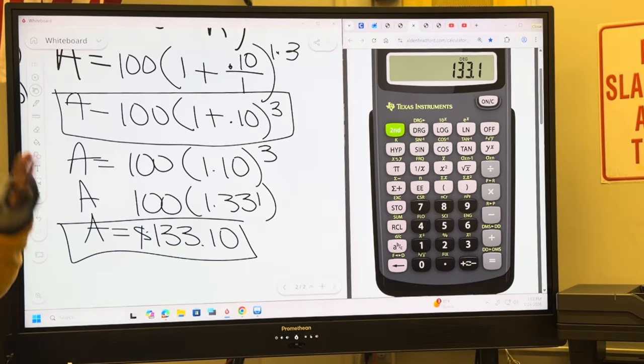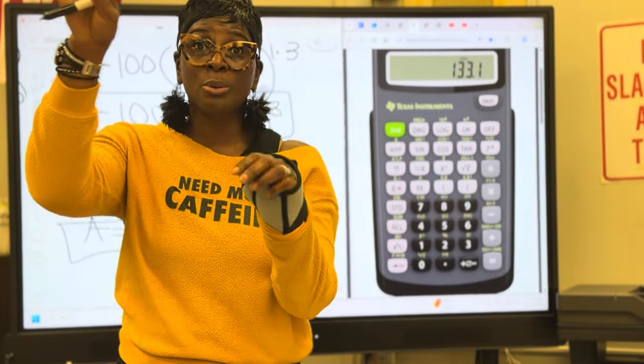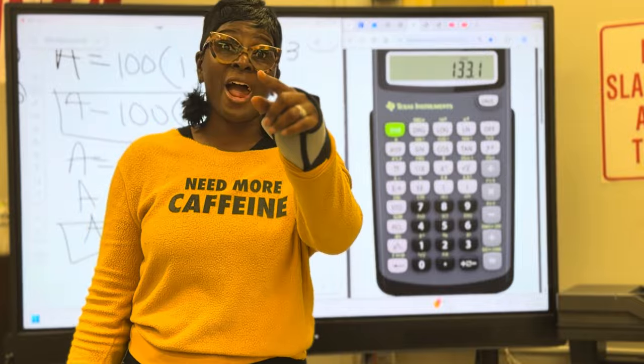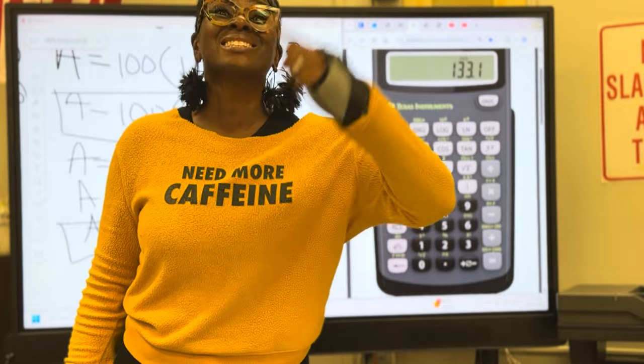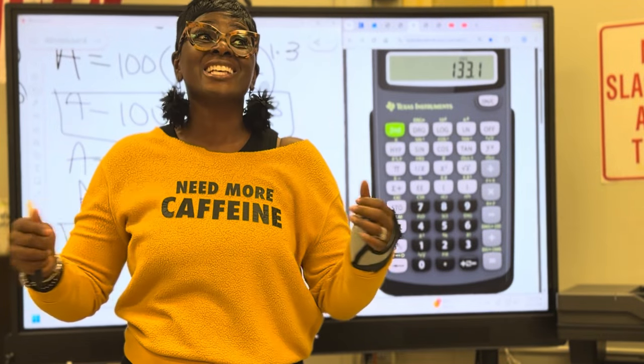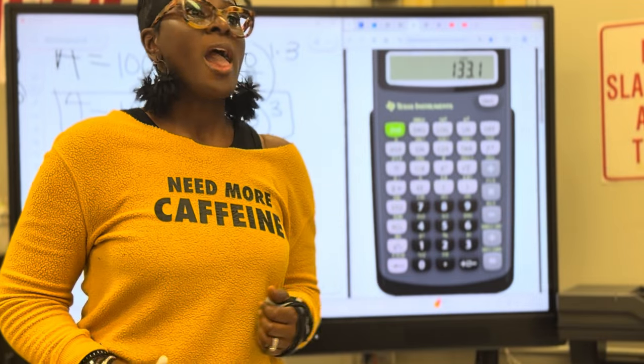Are y'all with me? Key things we need to walk away with. Interest. There's 2 types. Simple, interest on the original amount, or compound, interest on the original amount plus interest on the interest. Are y'all with me? Which one is linear? Simple. And what is compound? Exponential.